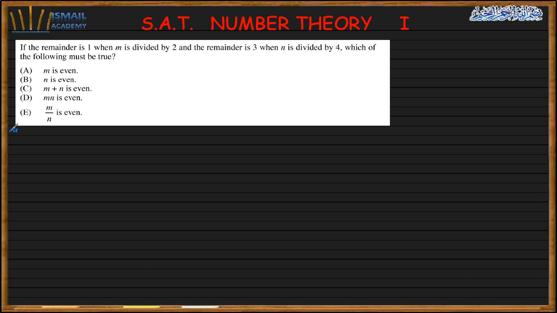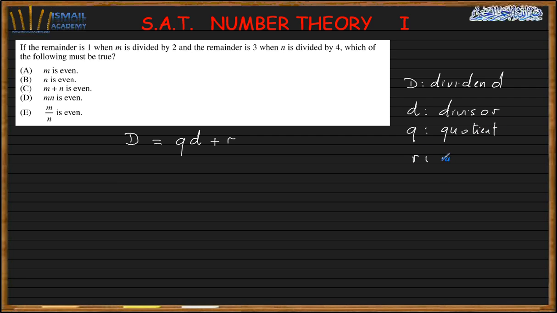Here the first question says if the remainder is 1 when m is divided by 2. So here we're talking about the Euclidean division. This is how the Euclidean division looks. We have the dividend equals the quotient times the divisor plus the remainder. D is the dividend, and this is the concept we're going to use here. The little lowercase d is the divisor, Q is the quotient, and R is the remainder.